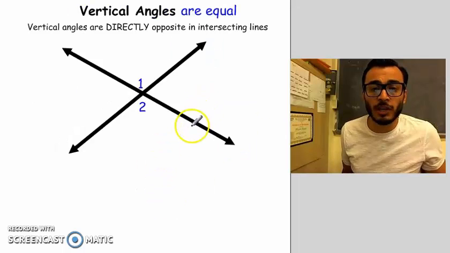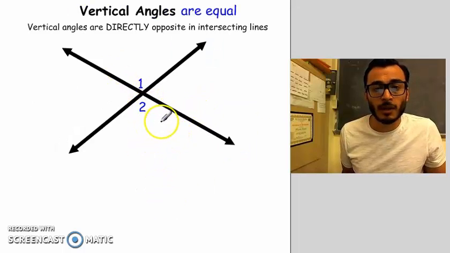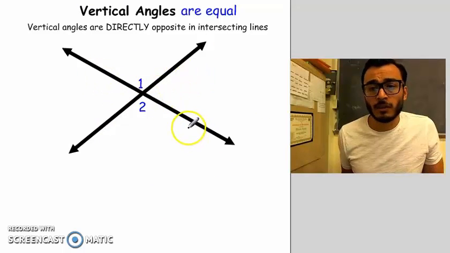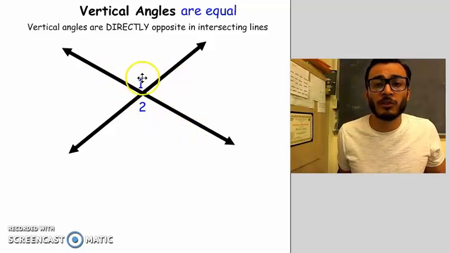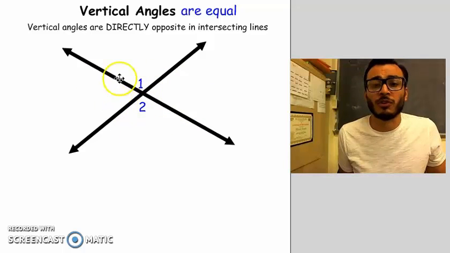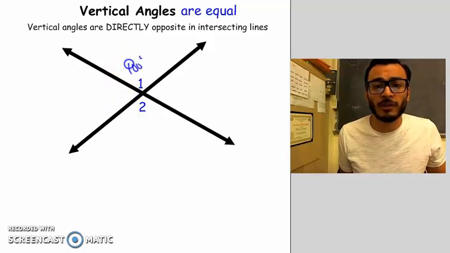Alright, so vertical angles are equal to each other. Here's what they look like. When two lines intersect, you will always get vertical angles. They are directly opposite each other and they are equal to each other. So if angle 1 is 100 degrees, angle 2 is automatically 100 degrees.